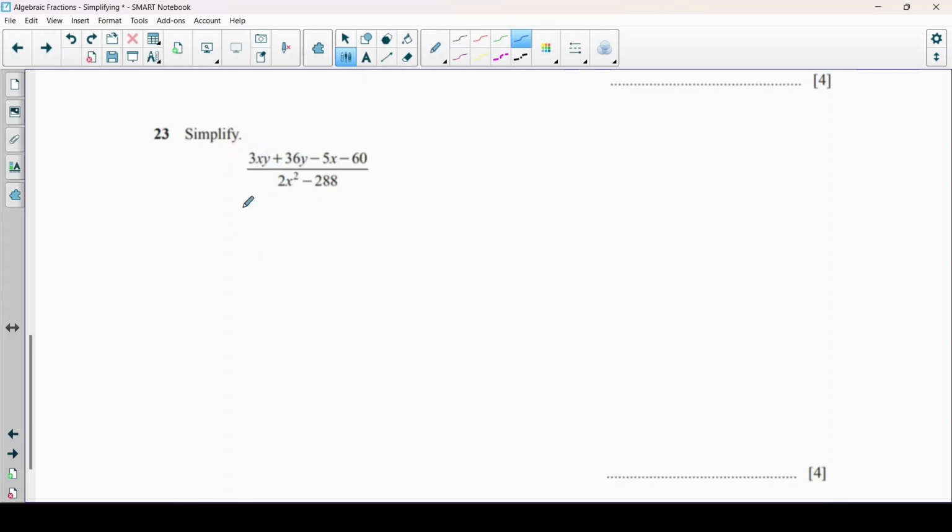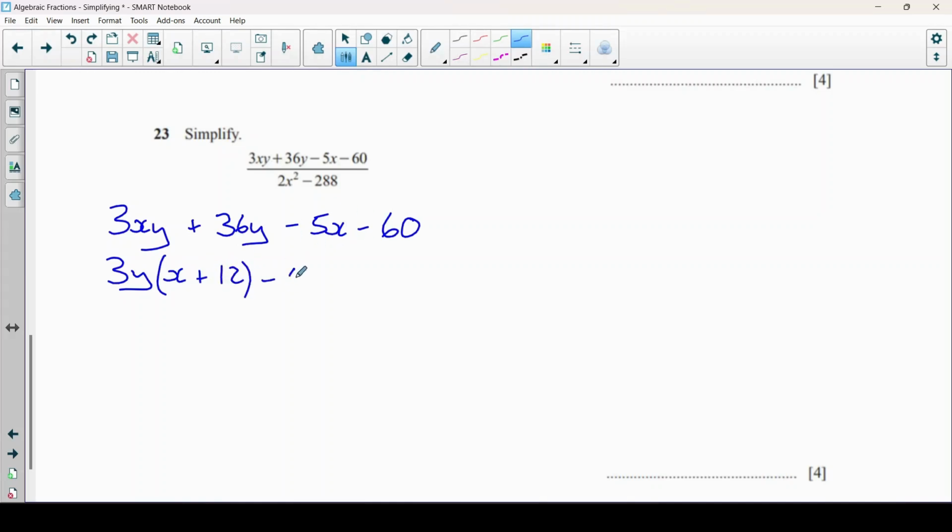Okay, looks like two single brackets for the top. So we've got 3xy plus 36y minus 5x minus 60. We can take 3y out and we get x plus 12. And here we can take minus 5 out and we again get x plus 12. So (3y minus 5)(x plus 12).